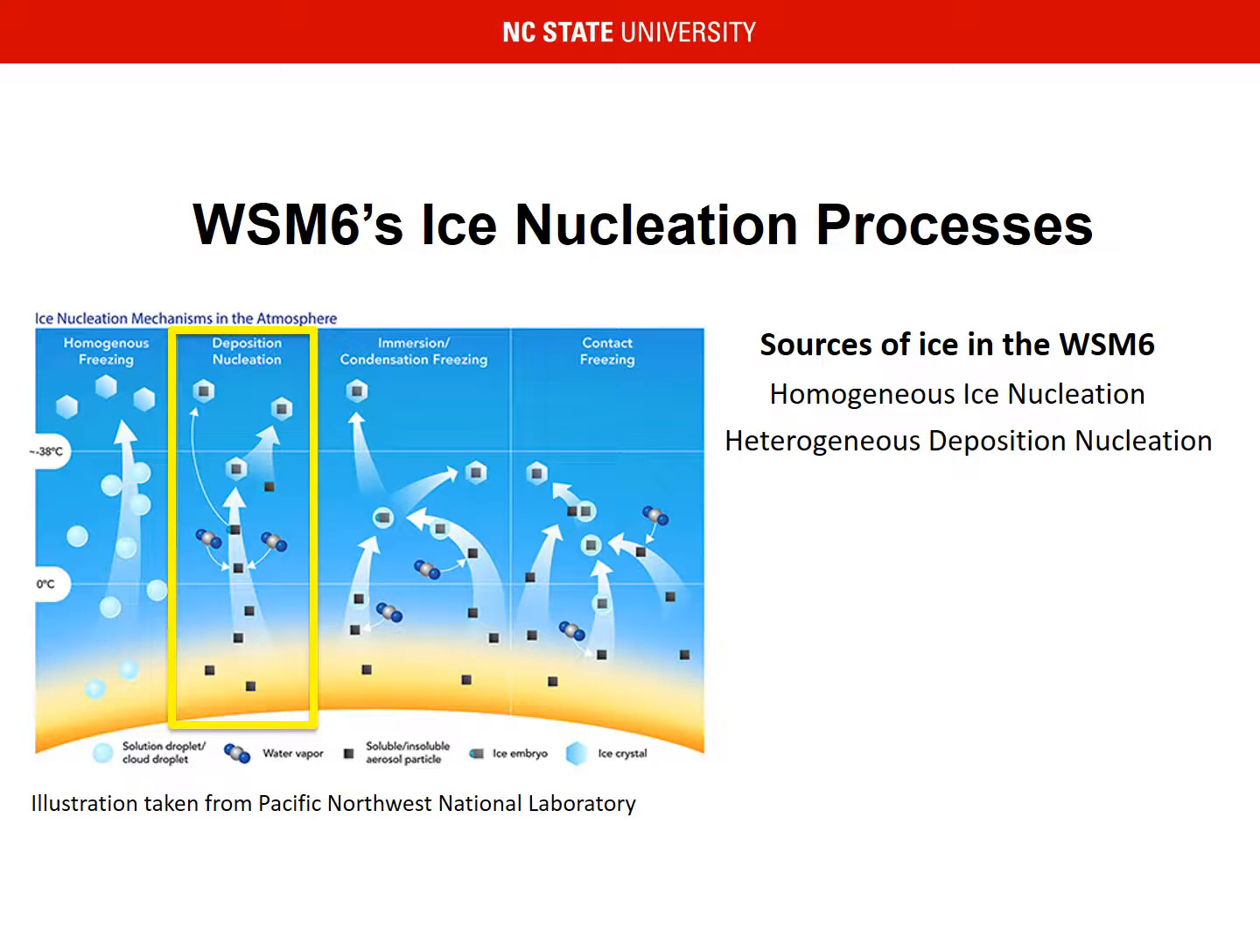The second process shown in the yellow here is deposition nucleation. This is where you get water vapor directly depositing onto an ice nucleating particle to form an ice crystal.